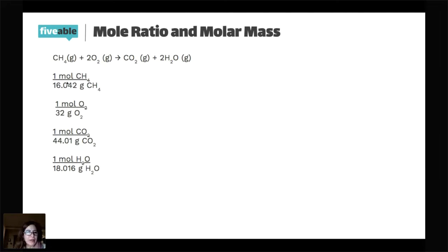And a reminder of how to get these numbers is to search in the periodic table for the mass of each element. For example, carbon is 12.01, hydrogen is 1.01 times 4 because we have 4 atoms, and then we add them up, and we will end up with this number, 16.042 grams of methane. So 1 mole would be equivalent to this many grams for methane.